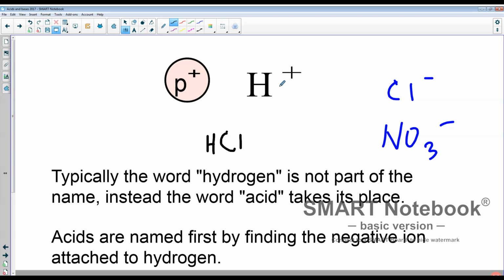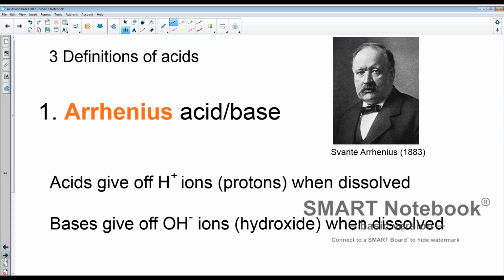If I had H in nitrate, I wouldn't call it hydrogen nitrate. I would call it HNO3. I would call it nitric acid. Okay, so it's the hydrogen that makes it acid. Okay, so this was actually the very first definition of an acid. This is what we call the Arrhenius definition of an acid.